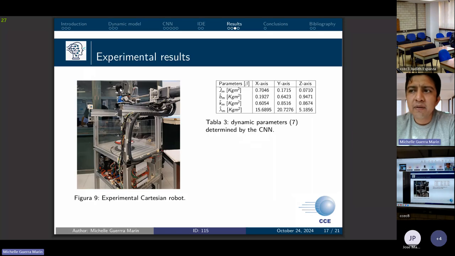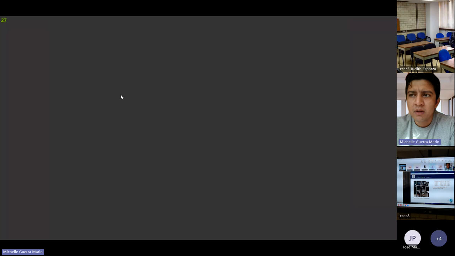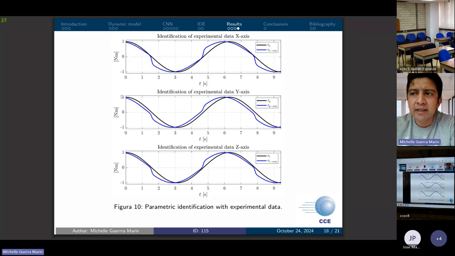Using the parametric identification algorithm with the trained convolutional neural network, we gathered the following numerical values for the degrees of freedom. Now we can see these images. The images show how the neural network recreates the torque signal of the XYZ axis of the robot. It compares them to the real signal. The curves are similar, meaning the neural network works well, but there are small differences, especially at the peaks.